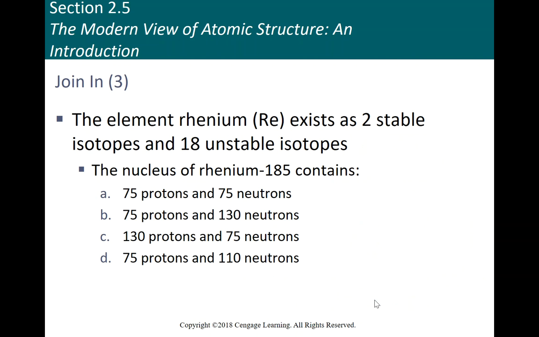The element rhenium exists as 2 stable isotopes and 18 unstable isotopes. So the question asks, the nucleus of rhenium-185 contains, so we're just talking about the nucleus, so it has protons and neutrons. Rhenium is element number 75, so we know it has 75 protons. That eliminates C as our answer. If we subtract 75 from 185, we get 110. So rhenium-185 has 75 protons and 110 neutrons.